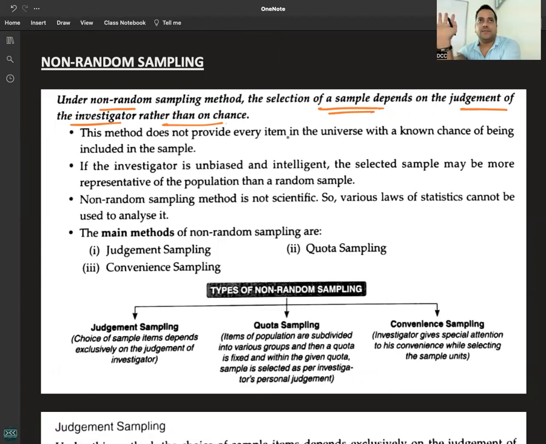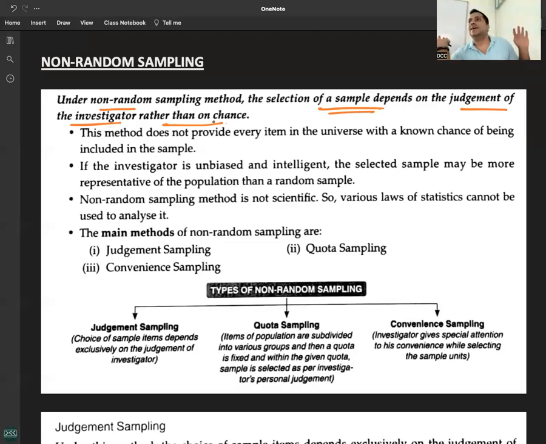every item of the universe had a known chance of being selected. In simple random sampling, every item of the population had an equal chance of being selected. That's the difference: in random, there is a known chance, not necessarily equal. In simple random, there is an equal chance. In non-random, it depends on the judgment of the investigator rather than on chance. So there is no equal chance.